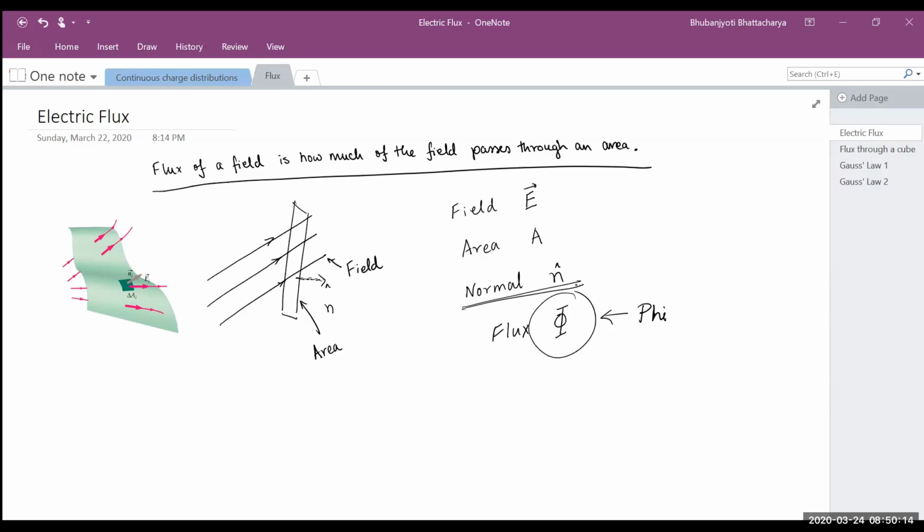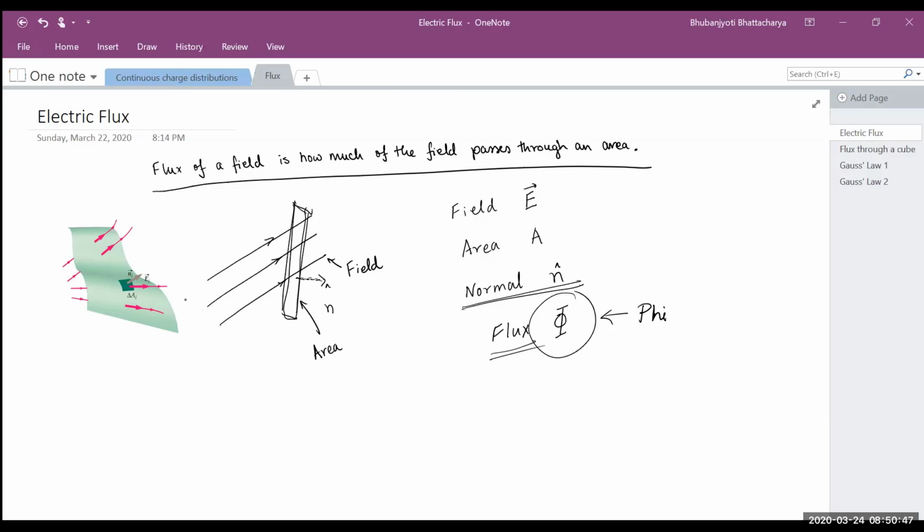Generally, whenever there is an electric field, we need to know how many electric field lines are crossing some area, and that's going to be given by this quantity called flux. So flux of a field is how much of the field is passing through an area. For instance, in this picture, there's this area, and there are electric field lines passing through it. We want to find out how much of that is passing through that area. That's what is represented by flux.